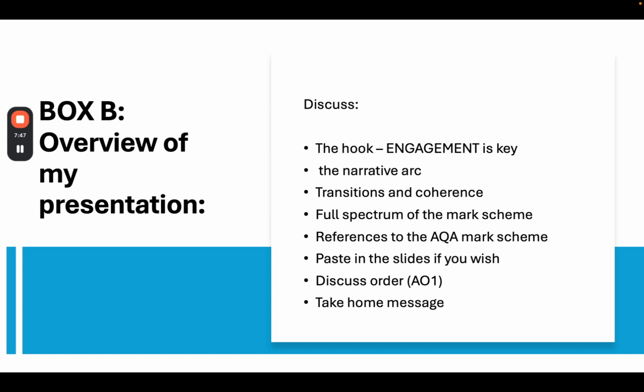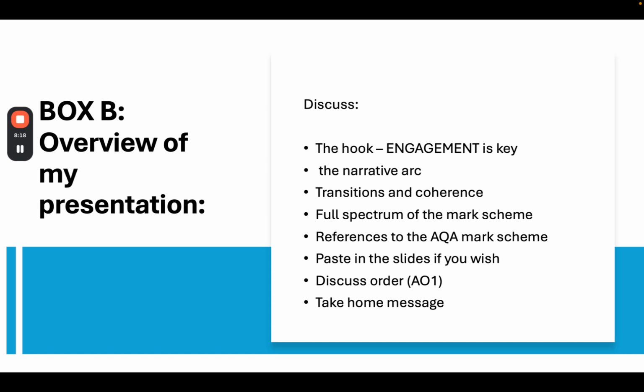Use the full spectrum of the mark scheme, as I say here. We've discussed that, and I'll come back to that in my take-home message in a minute. Make references to the mark scheme in Project Q. Say, in order to boost my grade in decision-making and creativity and criticality, I did this because, and you explain why. And don't forget, discuss AO1 always, which is the kind of project planning, the order, etc.